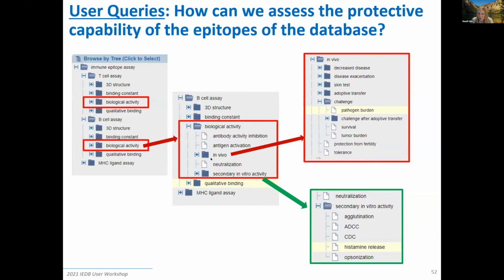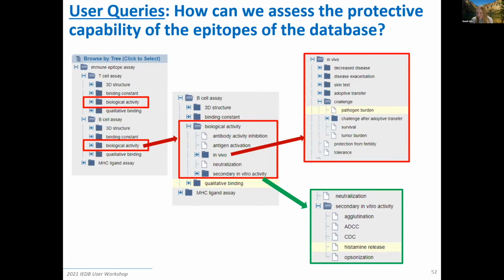I really wanted to point out that for in vivo assays, we do also have assays that induce disease. We have disease exacerbation. So the IEDB has not just infectious disease, but allergy and autoimmunity and transplantation. So you can imagine that some epitopes, when administered, cause an autoimmune disease or an allergy or a transplantation failure. So you have to look through the assays and decide which ones are reflective of protection.